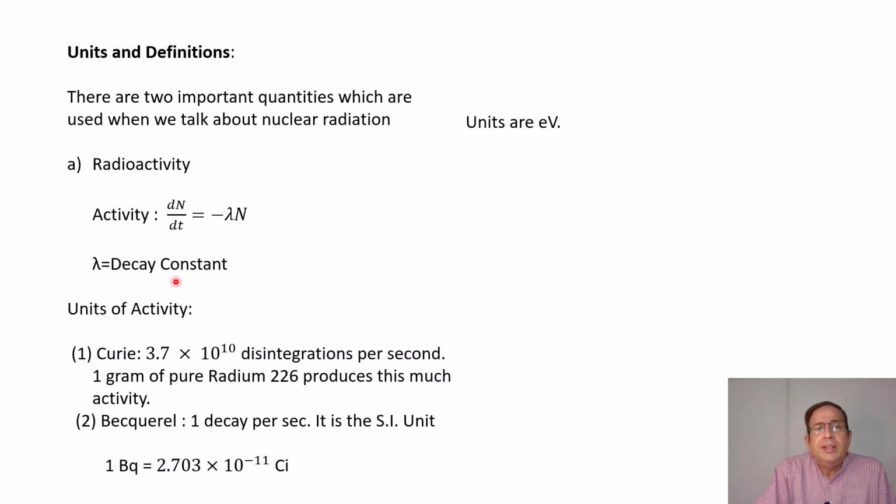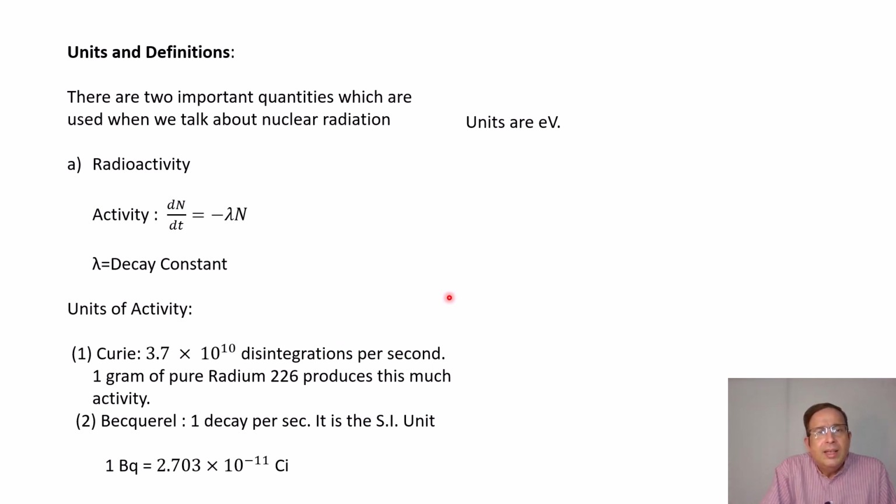And what are the units of activity? So the first unit that we talk about is the Curie, which is 3.7 into 10 raised to power 10 disintegrations per second. So basically in 1 second, if 3.7 into 10 raised to power 10 disintegrations are taking place, then we say that 1 Curie of radioactivity is produced by the sample.